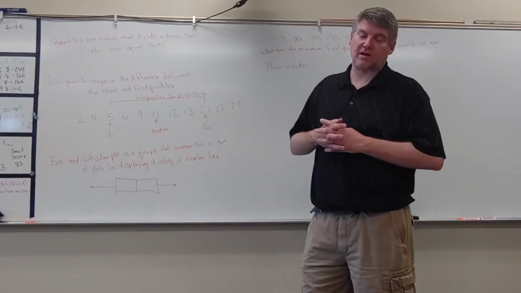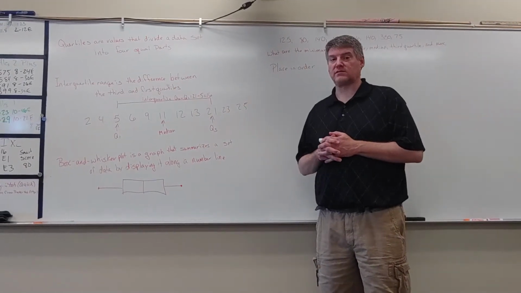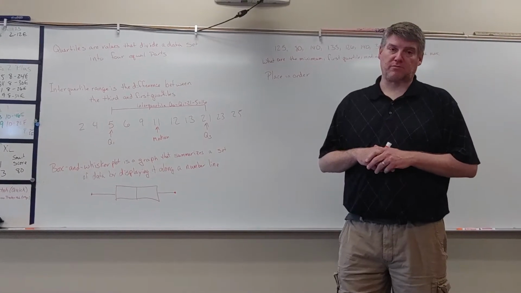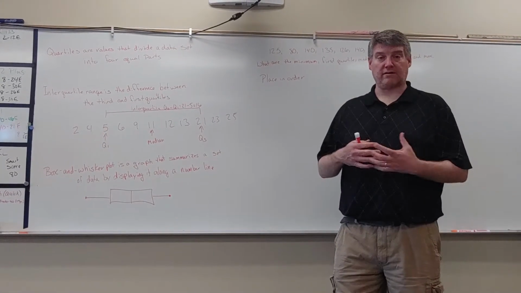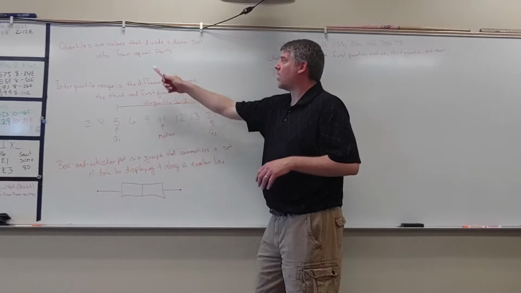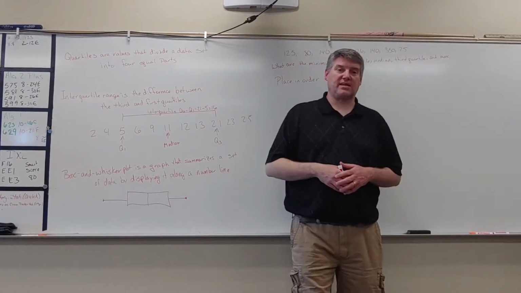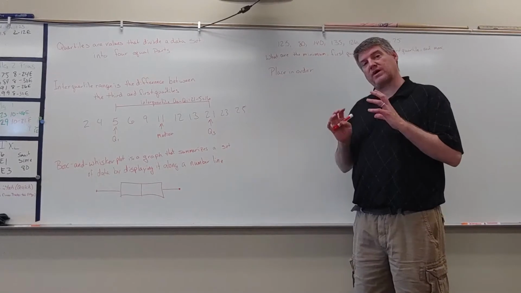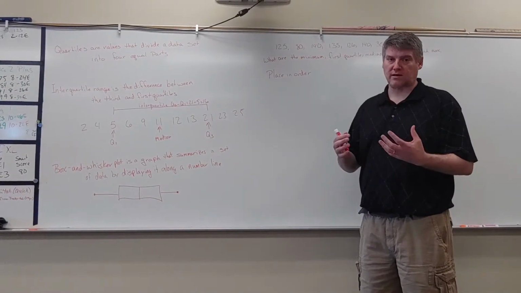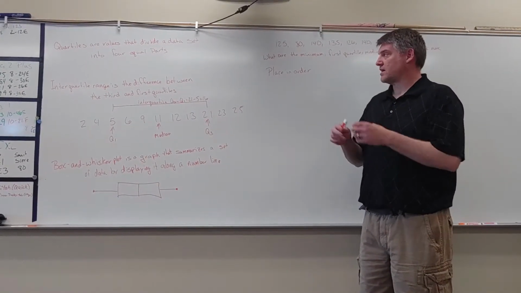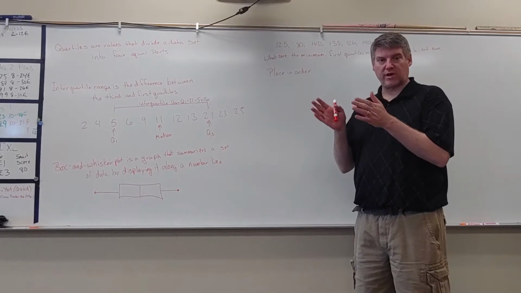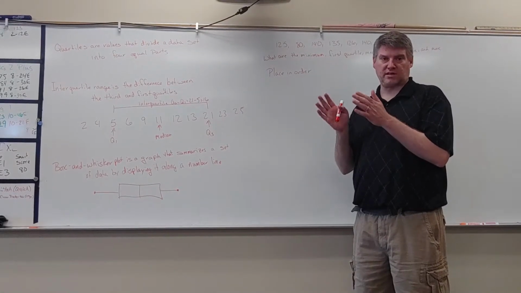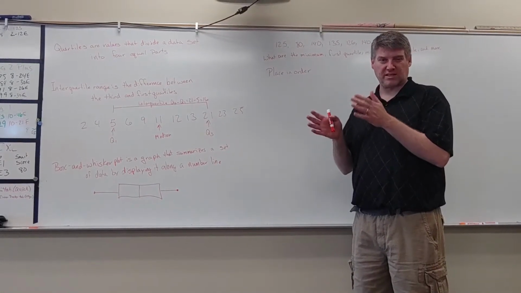All right, today we're going to talk about box and whisker plots. To talk about box and whisker plots, we have to talk about quartiles. Quartiles are values that divide the data set into 4 equal parts. The big thing to remember about quartiles is it's not saying that the space between the quartiles is going to be the same amount between each data value.